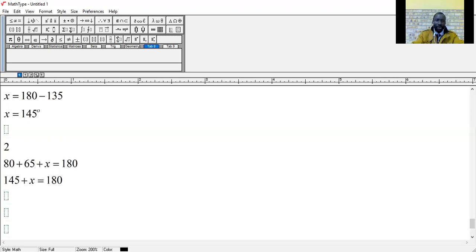That way, when we transfer 145 to the right-hand side, we will then have 180 minus 145. That will give us the value of X as 35 degrees.